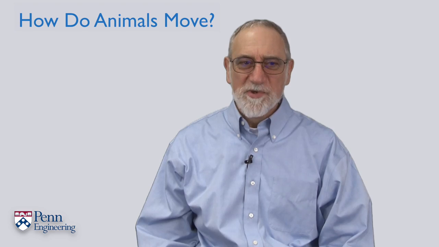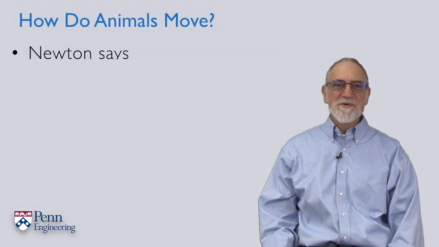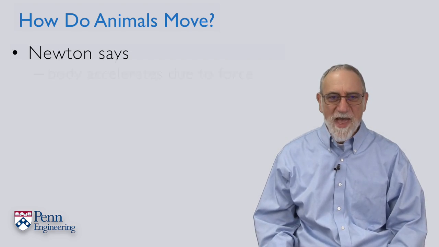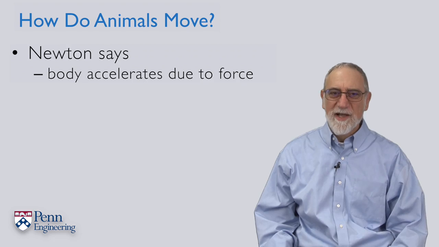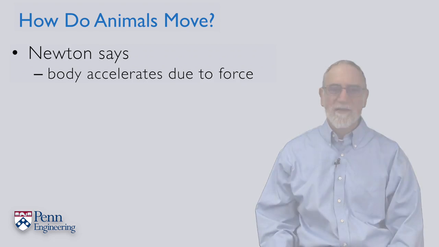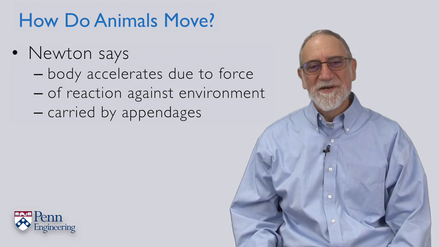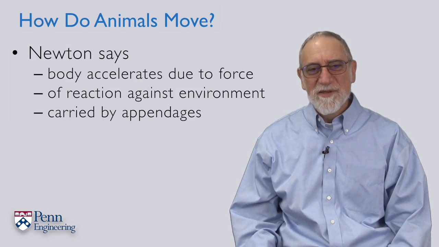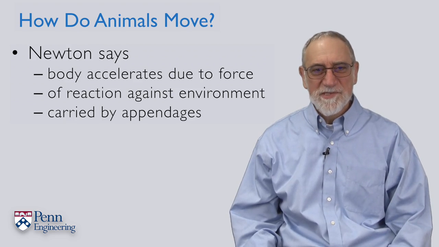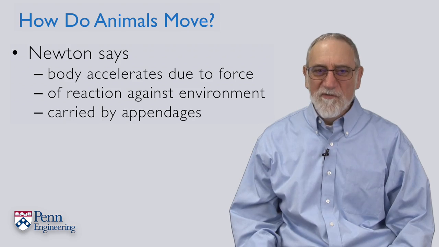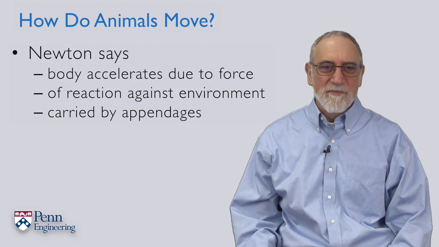Well, how do animals move? It starts with Newton. Newton says F equals ma. The body accelerates consequent upon forces applied to it. The forces of reaction against the environment cause accelerations, and those forces are carried by appendages, limbs, tails. We'll be concerned with the way in which the appendages of the animals or the machines carry the forces and imbue the body with reaction forces from the ground.